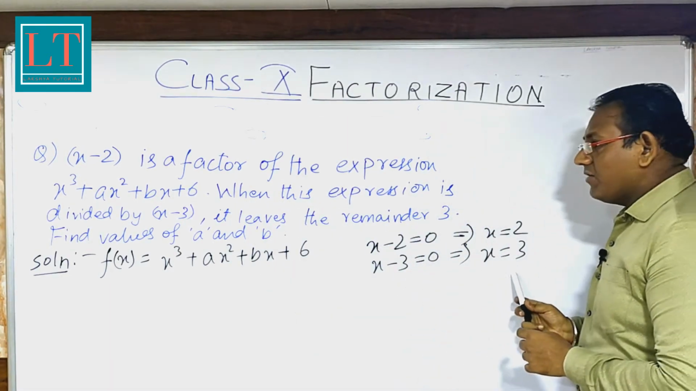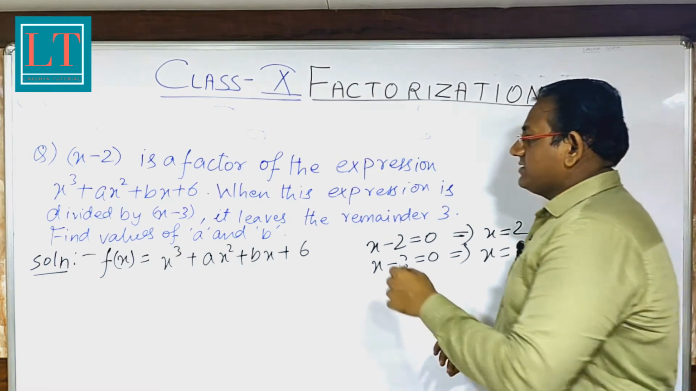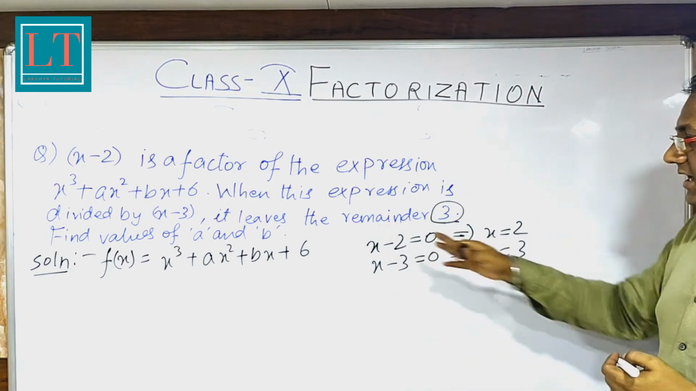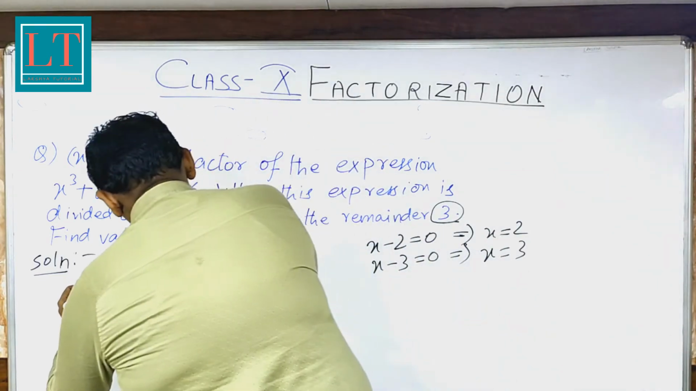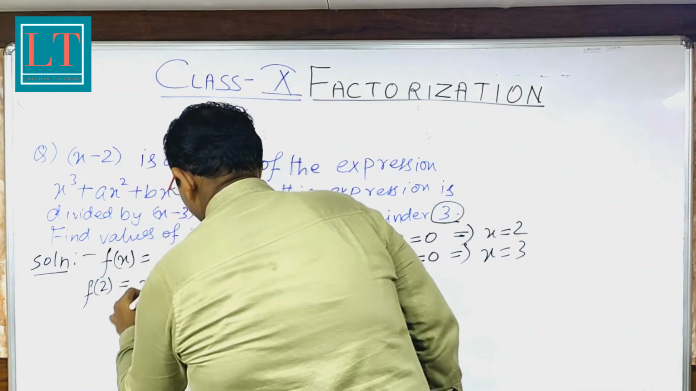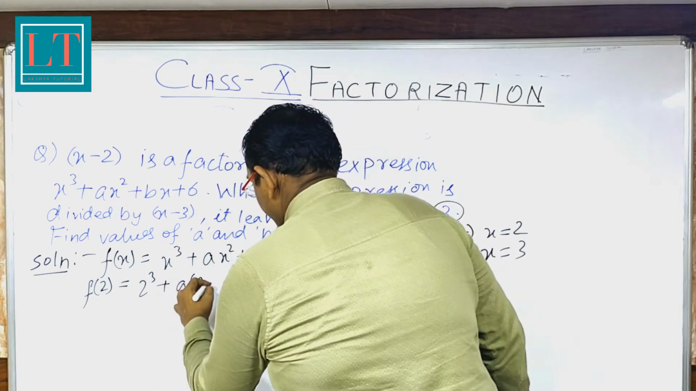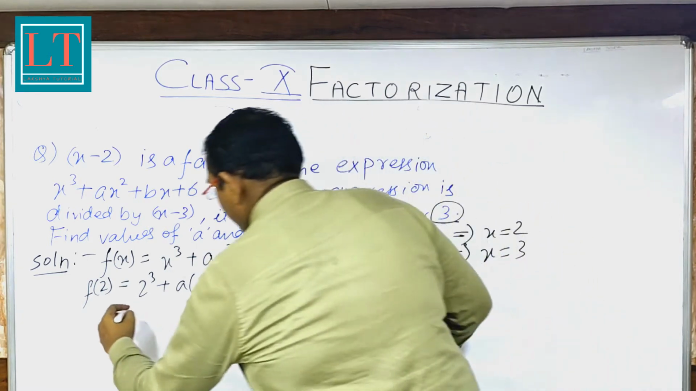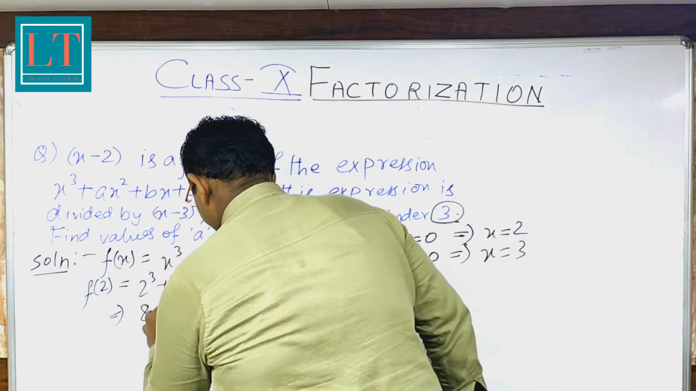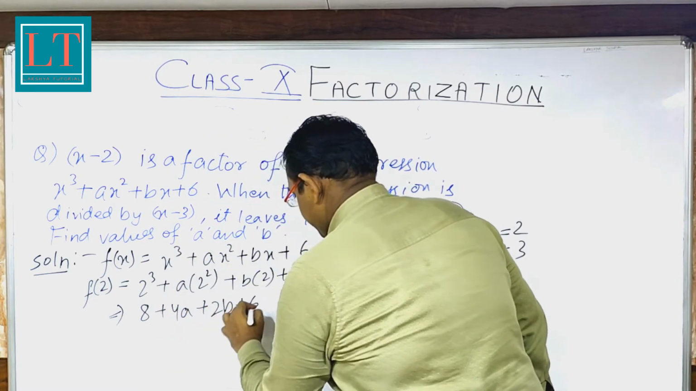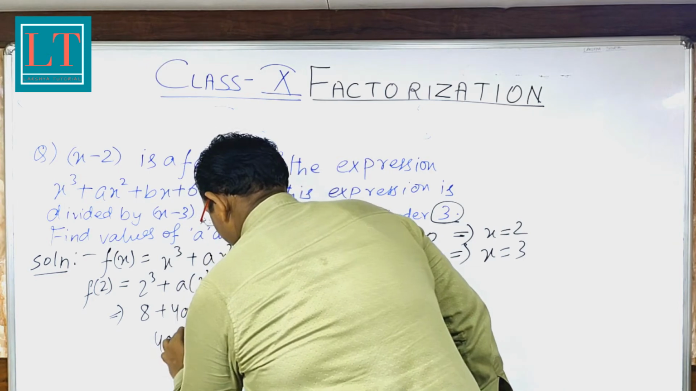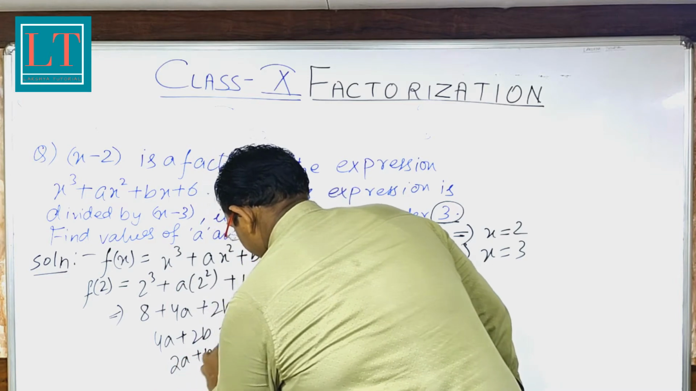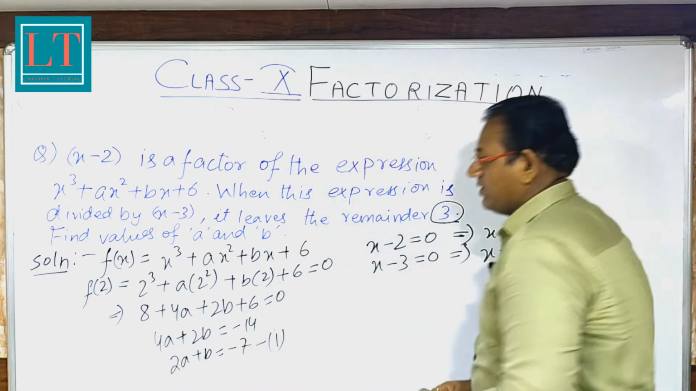But when we put the value of x as 3 in this given expression, it gives us 3, because it is the remainder. So let us put the value of x as 2. f(2) = 2 cube plus a into 2 square plus b into 2 plus 6, which should be equal to 0. That gives 8 plus 4a plus 2b plus 6 equals 0. That means 4a plus 2b equals minus 14, or 2a plus b equals minus 7. We consider this to be equation number 1.